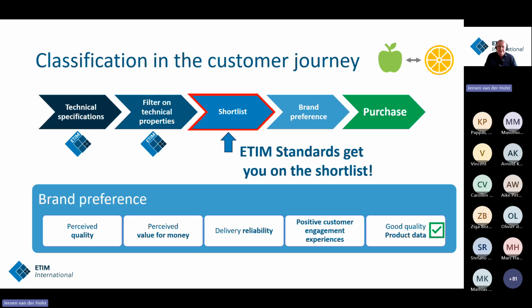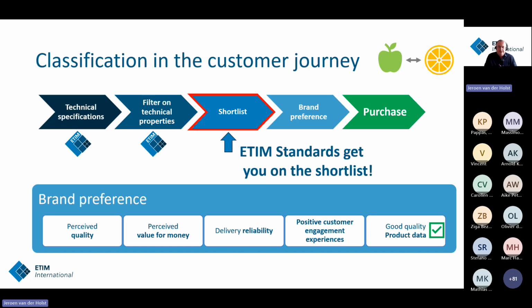A customer first needs to find products that meet the technical requirements from a large pool of products, as I showed you with that wholesaler example. They need to be able to filter on product types and technical features, and they build a short list with products that qualify, that are technically compatible. ETIM helps streamline that part of the customer journey. From then on, it's brand preference that matters.